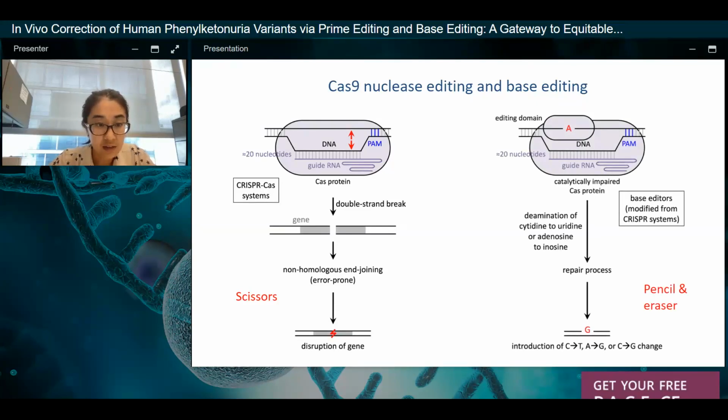On the other hand, base editing strategy offers the advantages of precision editing. With base editing, only one strand is nicked. We could introduce C to T, A to G, and C to G changes depending on the selection of base editor.